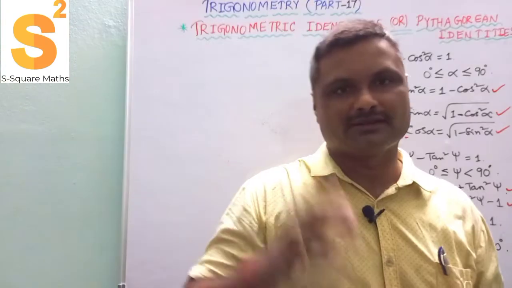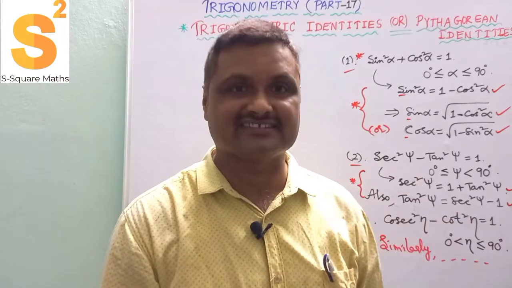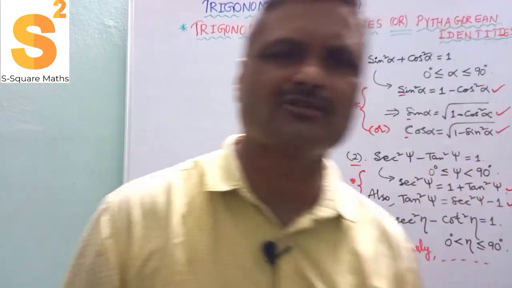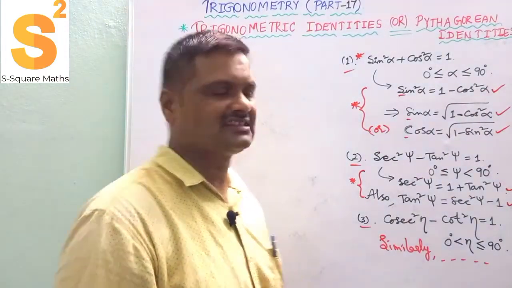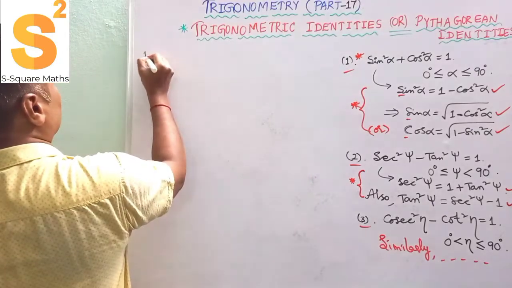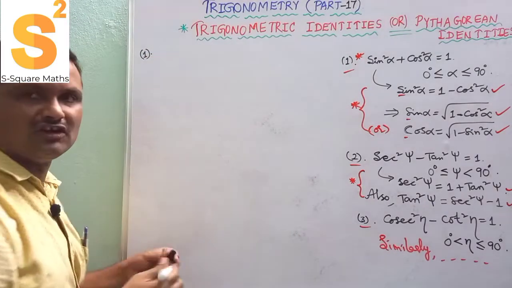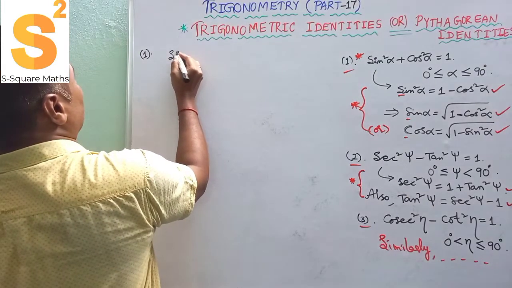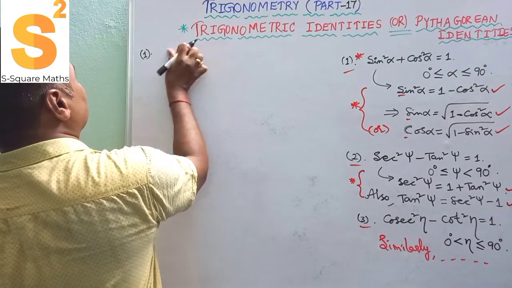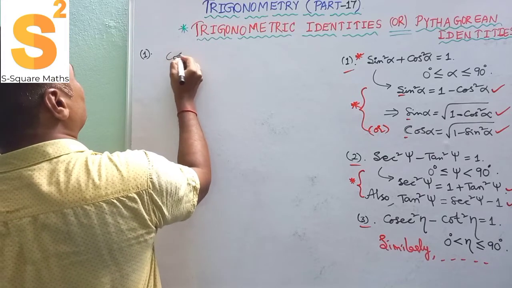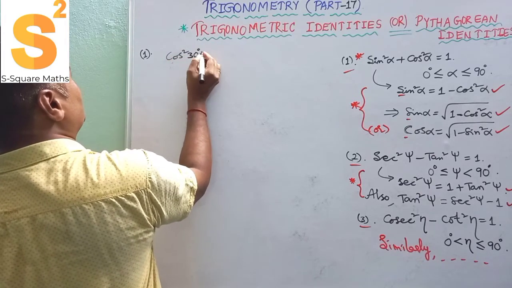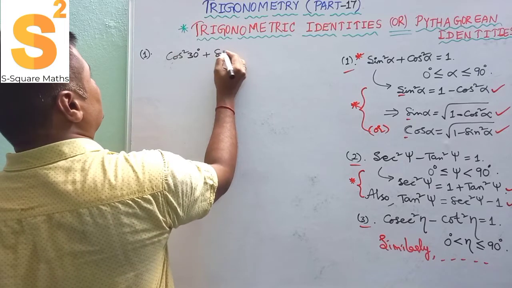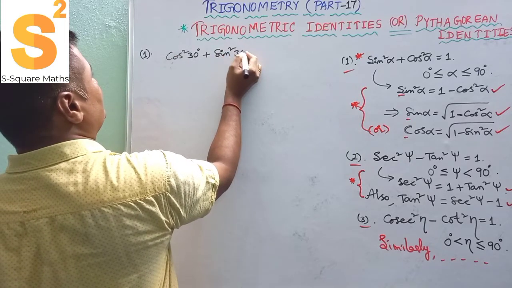So you have to keep in mind, it's very important. Next, let us go through our basic level problems, some basic applications. So the first one, find the value of cos square 30 degrees plus sin square 30 degrees.